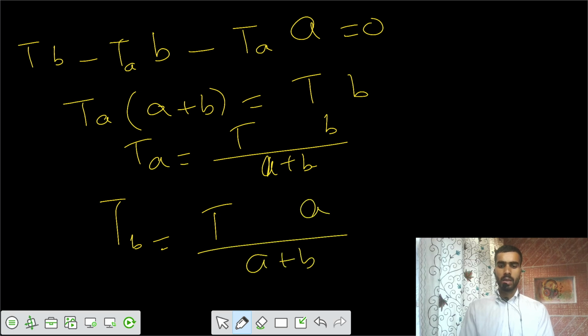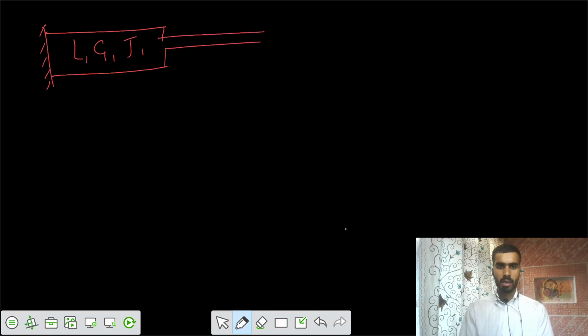So let's take a similar problem on this one. Now the cross section is varying. So you have L1, G1, J1. After that, you are having L2, J2, G2.